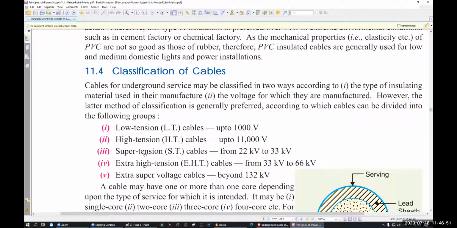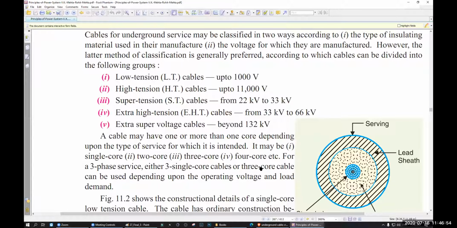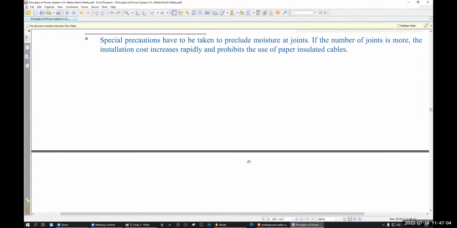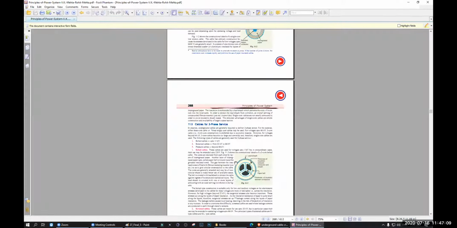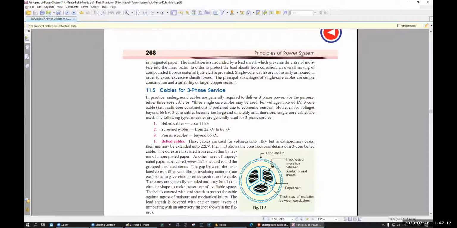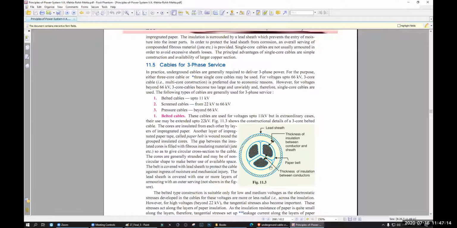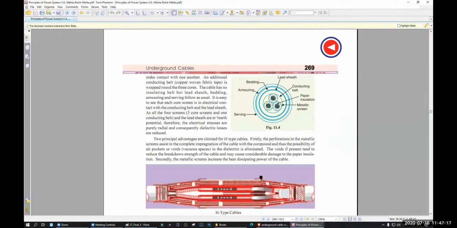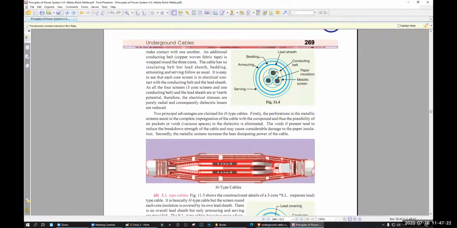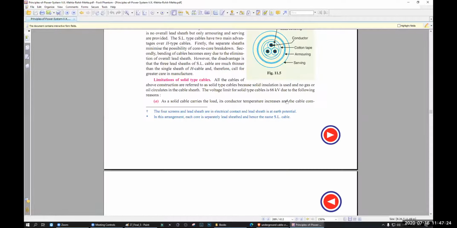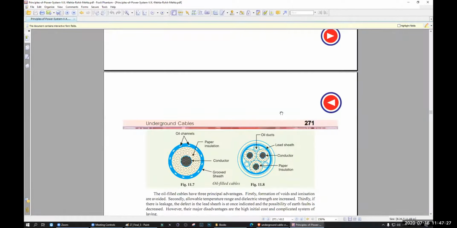Okay, you understand? These determine the sizes of the cable: small size, big size, very big size. And you can have single core, 2 core, 3 core, 4 core cables, like the thing we have shown earlier. 3 phase, 2 phase, something like that. So there are some classifications and service like this. This is belted cables, 3 phase. This is screen cable, something like that. There are some classifications. We can read those. These are not necessary for our course.